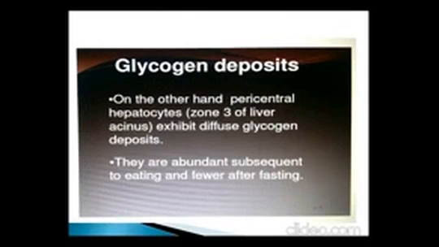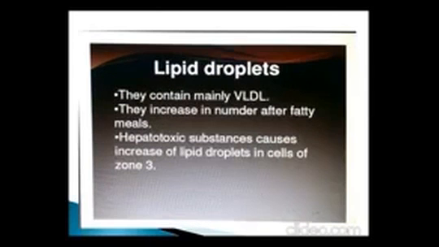They are abundant subsequent to eating and fewer after fasting. So that is how their performance is there before eating and then after consumption of the food. Lipid droplets contain mainly VLDL. They increase in number after fatty meals. Hepatotoxic substances cause an increase of lipid droplets in the cells of zone 3.